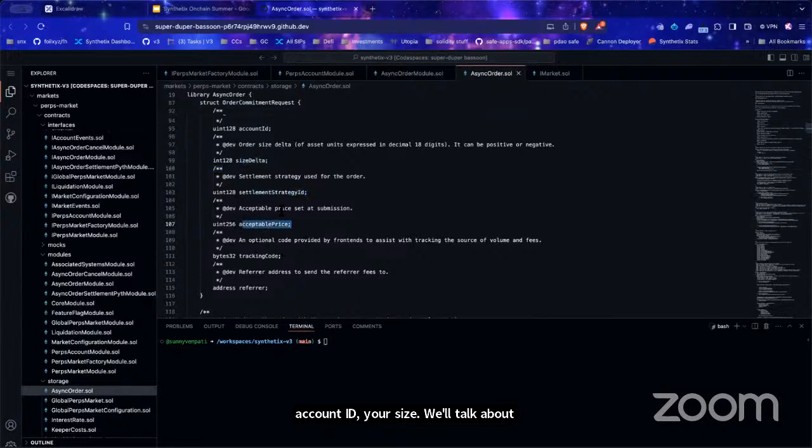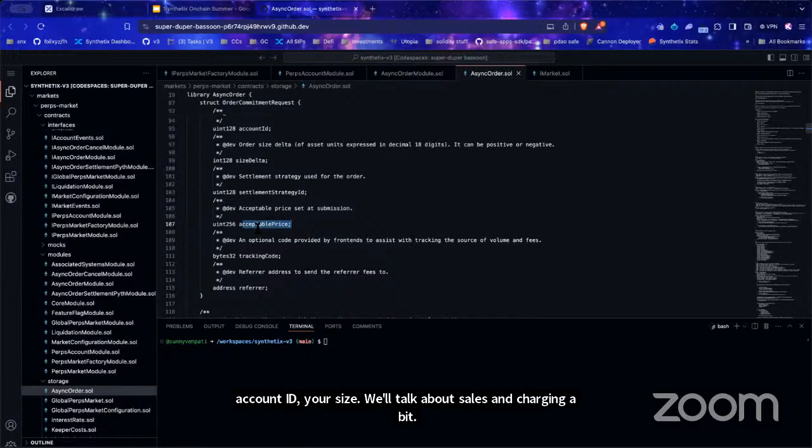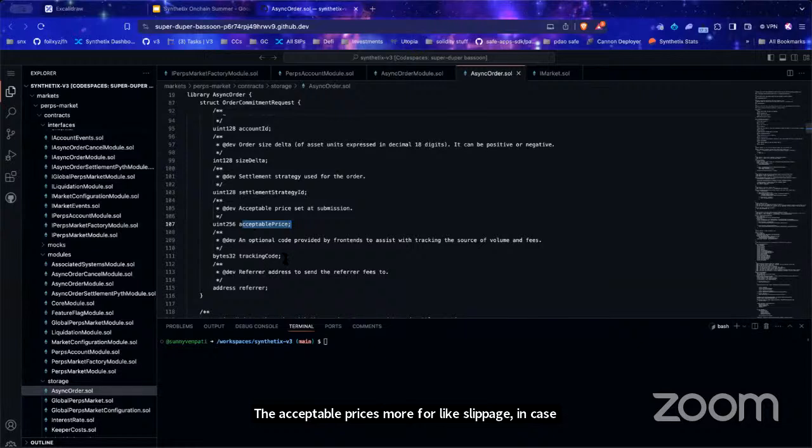The acceptable price is more for slippage, in case the price moves against you faster than you can settle the order. A tracking code is more for us, and also for integrators if they want to track how much volume they're providing. And then you can also provide a referrer, because there are referral fees: we pay out integrator fees to Kwenta and Polynomial, and this is a way to track where those fees are sent.